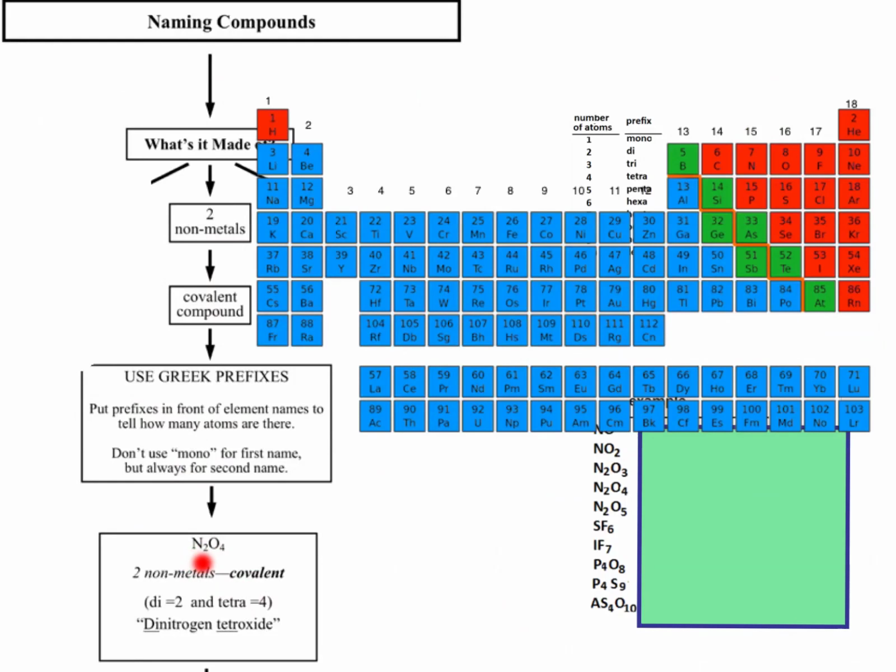There are 2 nitrogen, so I would write dinitrogen to show that there are 2. And then for 4 oxygen, tetra means 4, so it would be tetroxide.